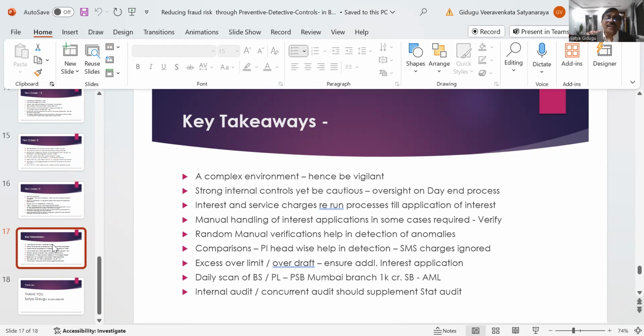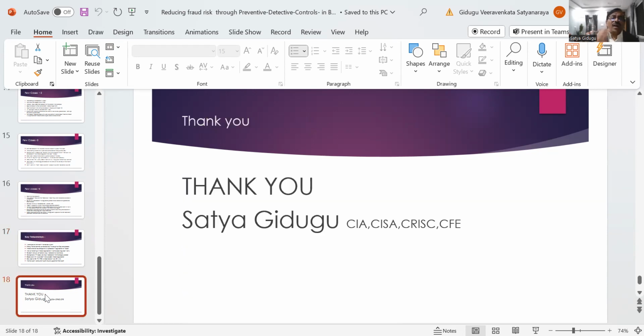Daily scan of balance sheet, P&L, AML transactions, internal audit, concurrent audit, start audit. All these controls should prevail. Audit should work effectively and efficiently.